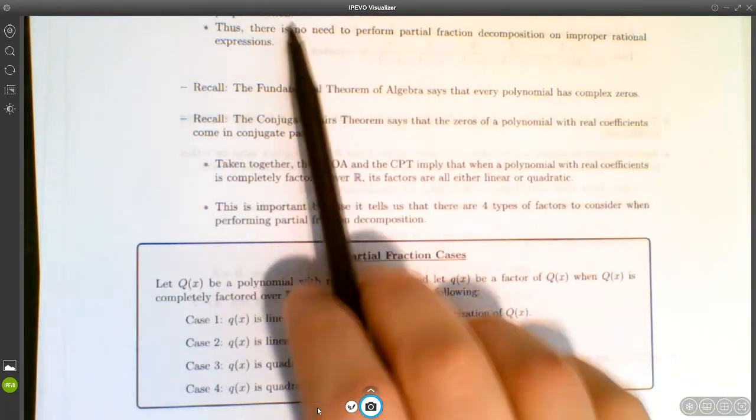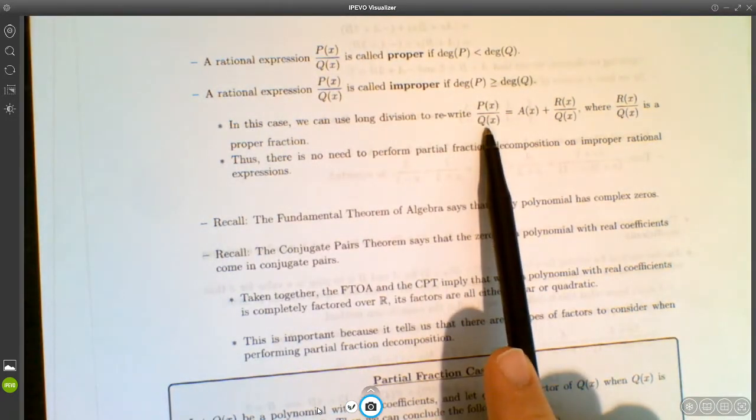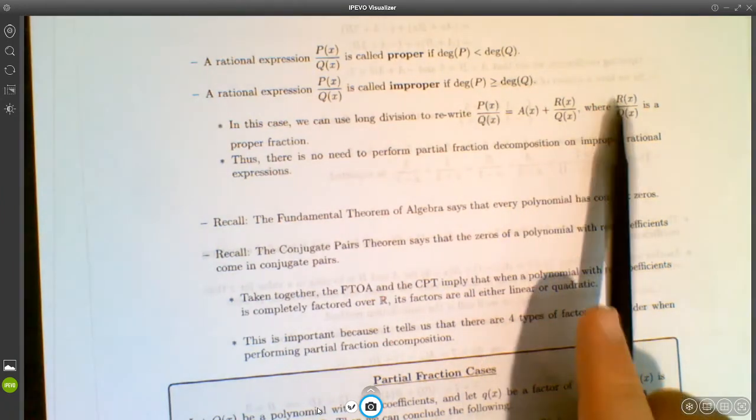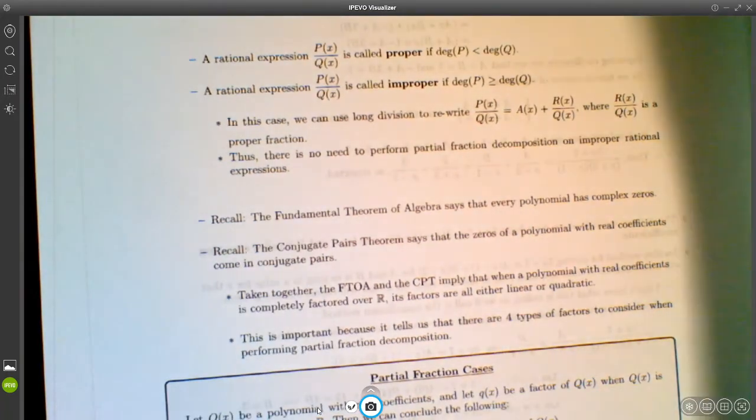When you have improper rational expressions, before you do the partial fraction decomposition, you need to do long division first. So you need to rewrite p over q as a plus r over q, where r over q is a proper fraction. So you do that by performing long division. Okay?